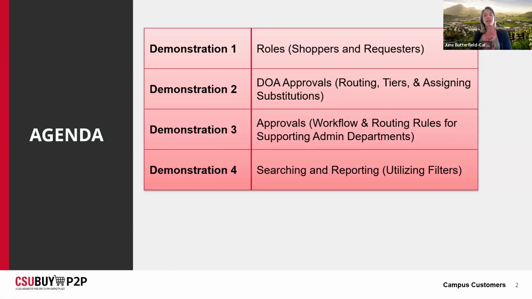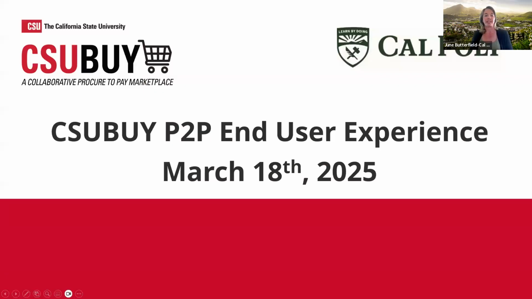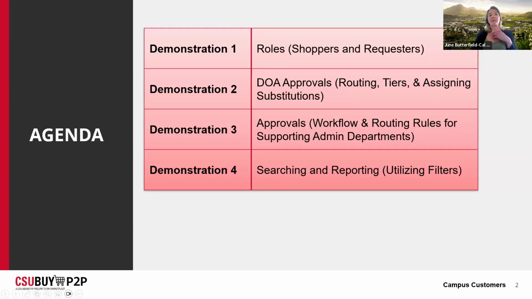And then the last demonstration is searching and reporting. So we're utilizing filters right now. So we're going to demonstrate how to use filters to find specific transactions and generate reports that help support financial tracking and reconciliation. So hopefully by the end of this session, you should be able to have a somewhat solid understanding of the CSUBUY roles, approval workflows, and reporting tools that will help streamline your procurement processes in the system. So let's go ahead and navigate into the live system.